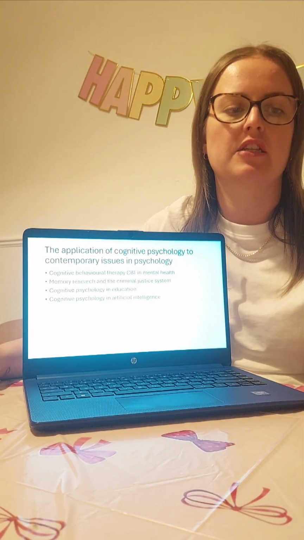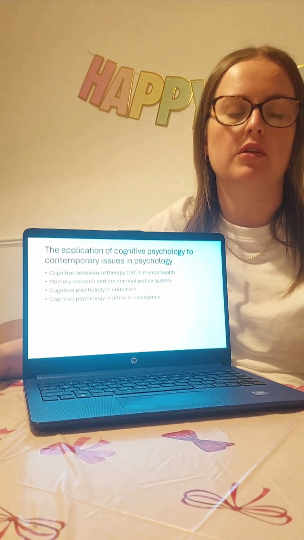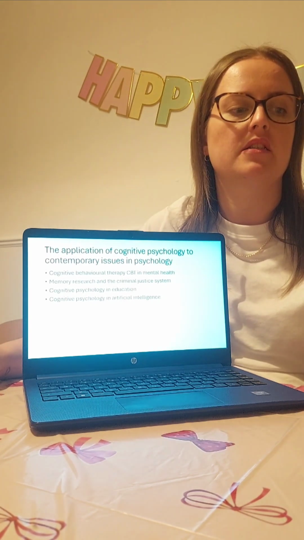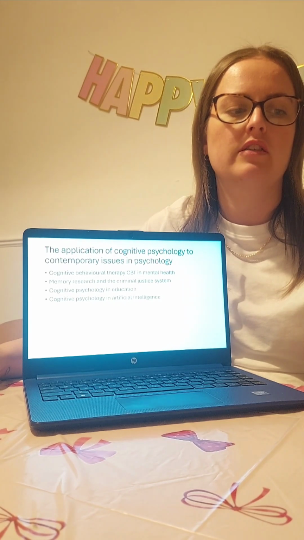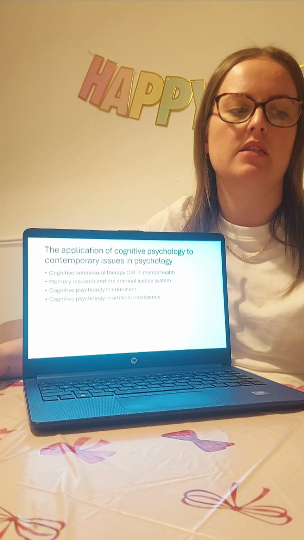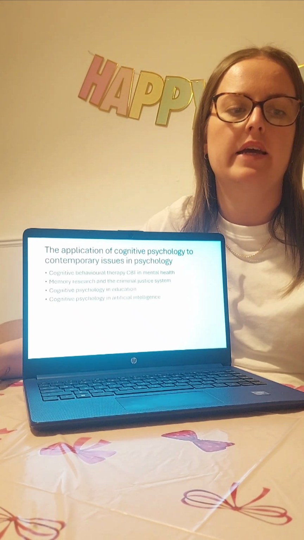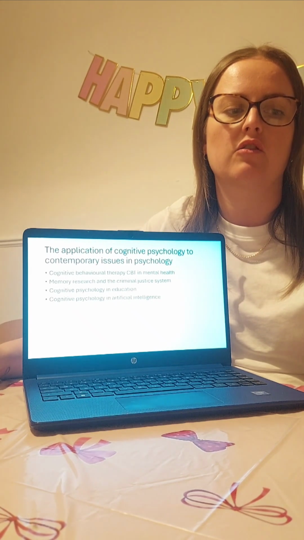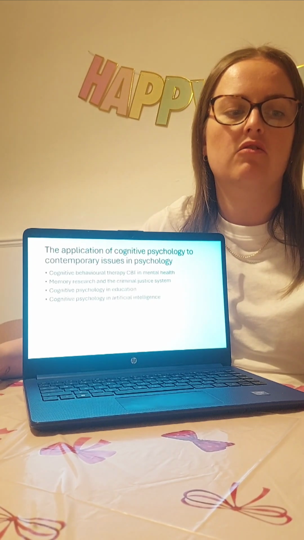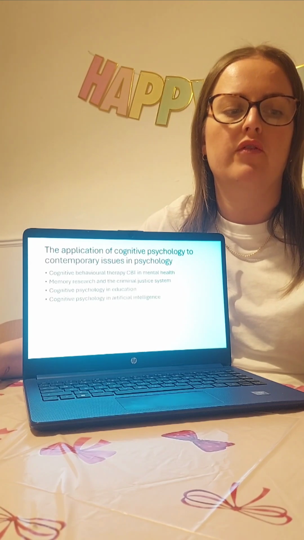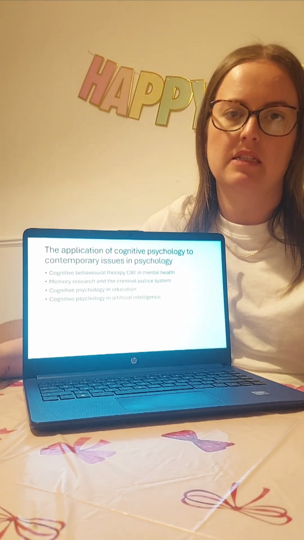Cognitive psychology continues to have a major impact on contemporary psychological issues. By studying how we perceive, think, remember, and solve problems, cognitive psychology offers valuable insights and practical applications in various areas such as mental health, education, decision-making, technology, and social influence. Along with behaviourism, its integration with other psychological approaches has led to more holistic treatments and interventions, improving outcomes for individuals across many domains.